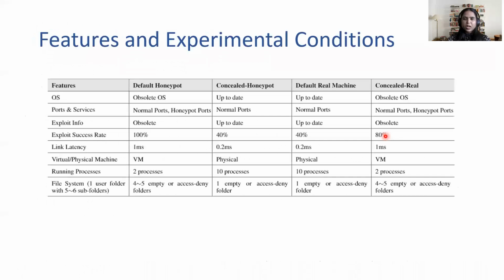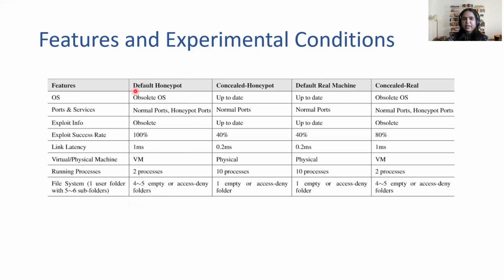To do so, we identified features that include operating system, ports and services, exploit information, and exploit success rate, that is, when you launch an attack, whether it will be successful or not. Then the link latency, whether the honeypot or real node is deployed on a virtual machine or physical machine, how many running processes there are, and what the file system is, how many folders you have.